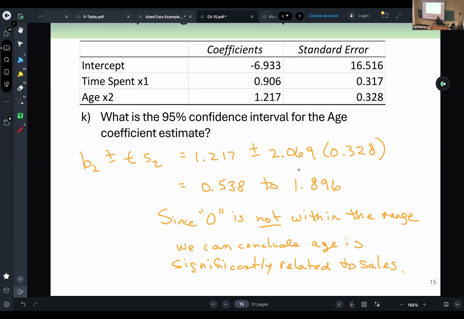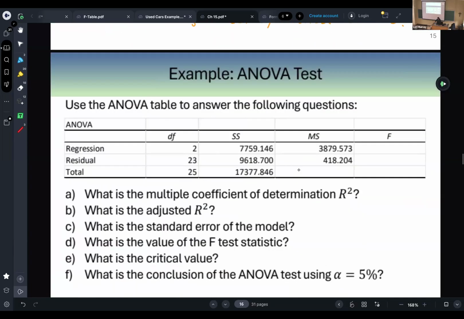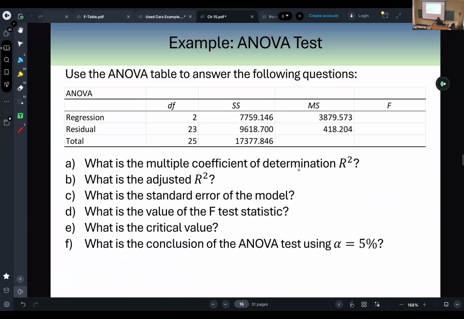Right. And what does it look like? Well, we can test the overall model too. We know that the individual predictors are good. Now we need to look at how the overall model is. Okay, so what is the multiple? So we have this series of questions based on the ANOVA table.